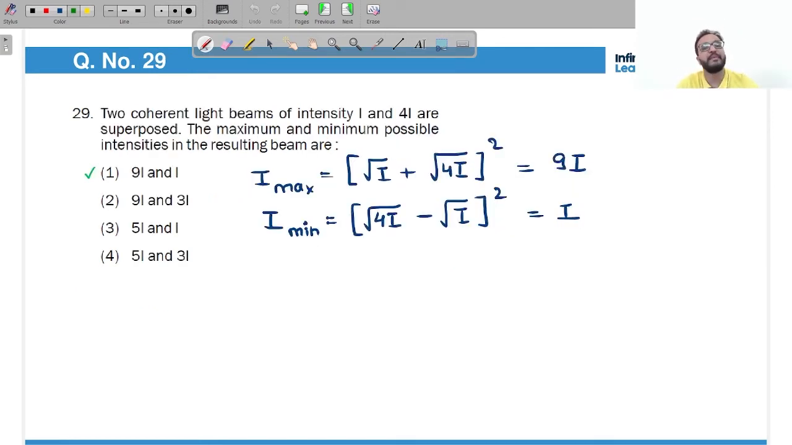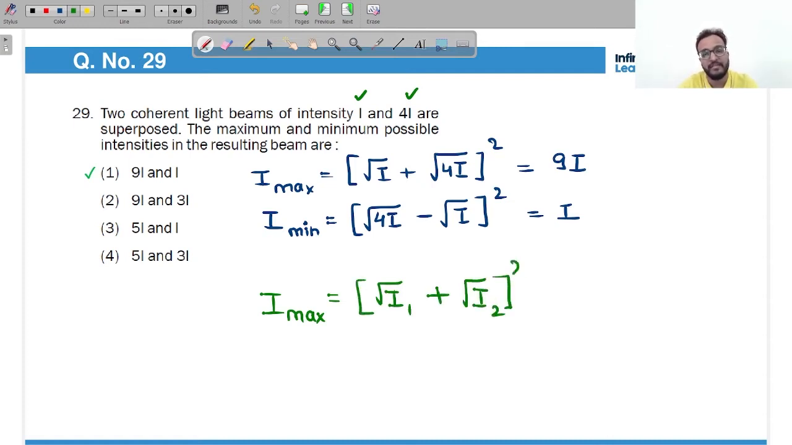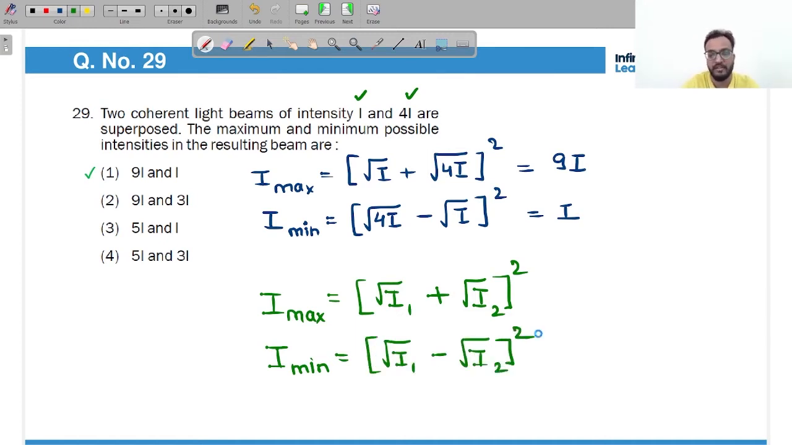Now two coherent light beams of intensity I and 4I are superimposed, find the maximum and minimum possible intensity. See, we know this formula. What is I max? I max is root I1 plus root I2 whole square. Yes. And what is I minimum? I minimum is root I1 minus root I2 whole square. Put the values, get your answer.